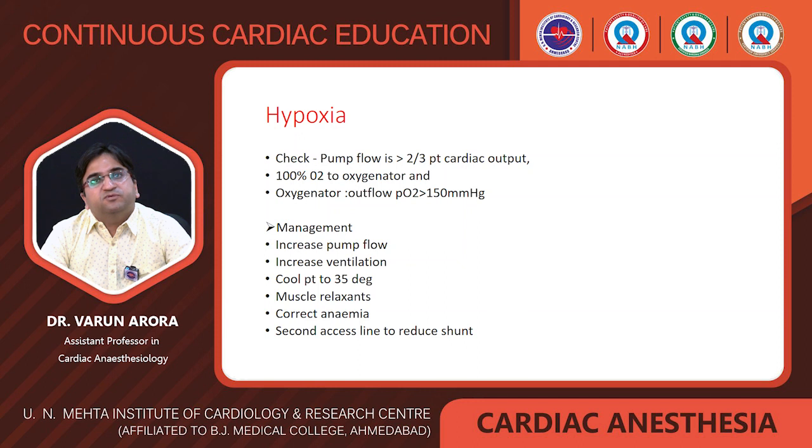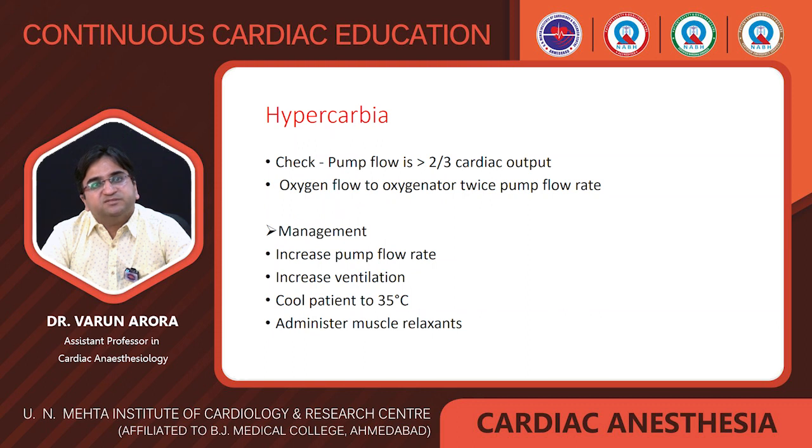Coming to hypoxia. Check that pump flow is more than 2/3 of patient cardiac output, 100% oxygen goes to the oxygenator, and oxygenator outflow PO2 is more than 150 millimeter mercury. In case of hypoxia, increase the pump flow, increase the ventilation, cool the patient to 35 degrees, administer muscle relaxant, correct anemia, and add a second access line to reduce shunt.